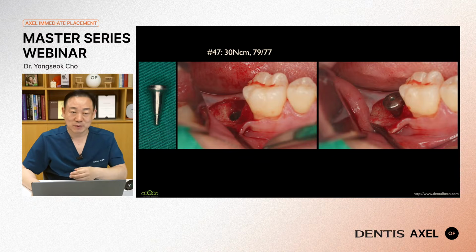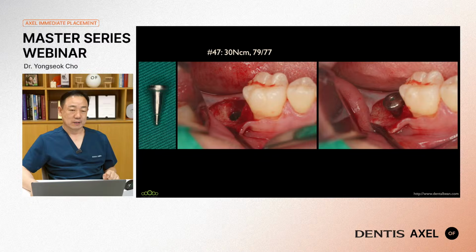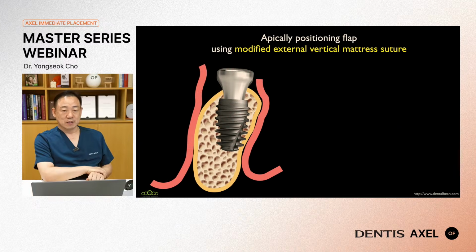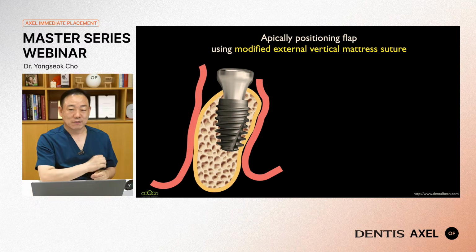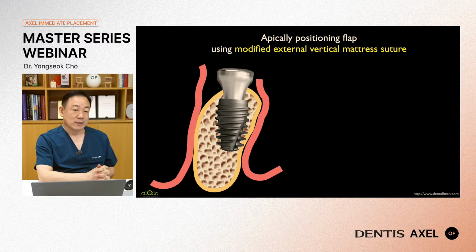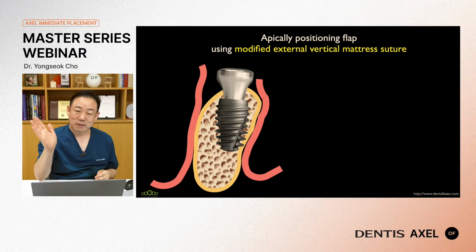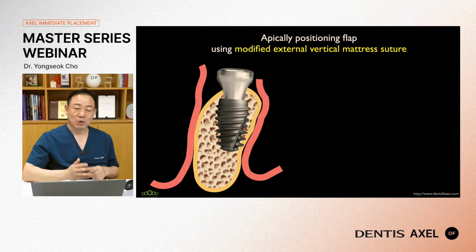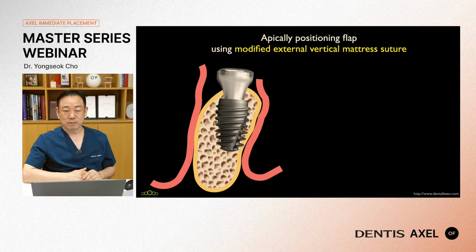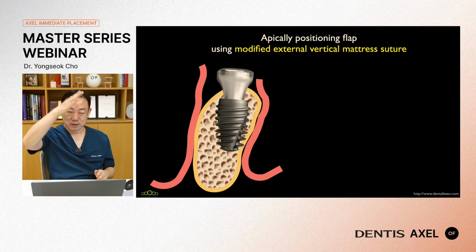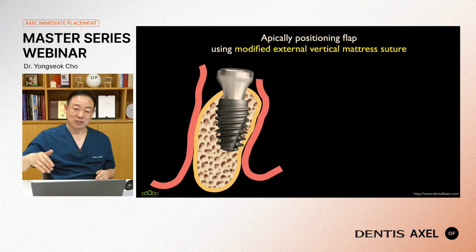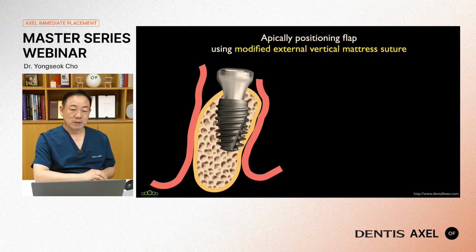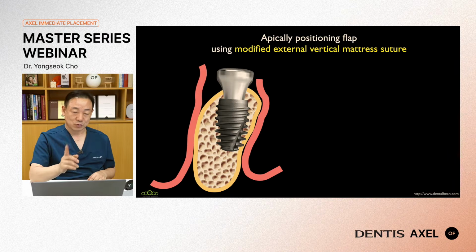Then I can show you a picture of how to perform the modified external vertical mattress suture. This is an illustration of the modified external vertical mattress suture. It is better to reflect the buccal flap minimally, that means only on the attached gingival zone. Just limit the flap at the mucogingival junction, and after surgery, let's try an apically positioned suture like this.